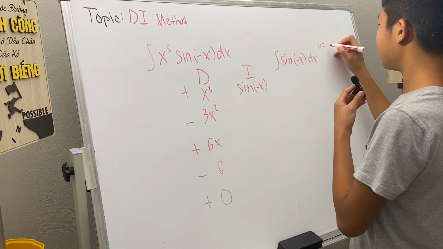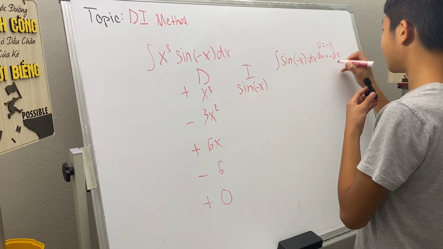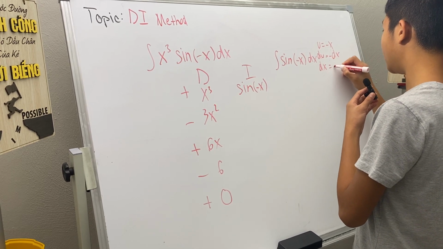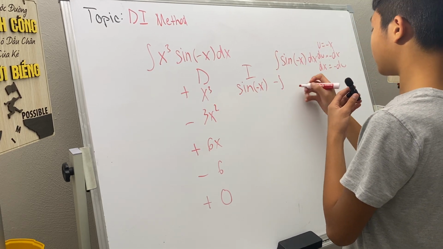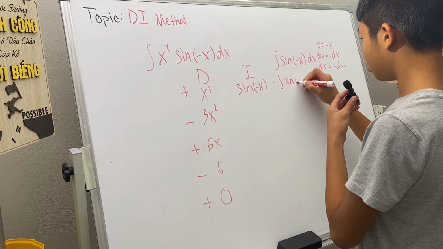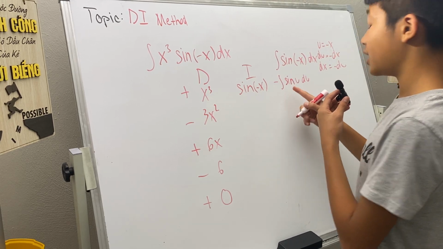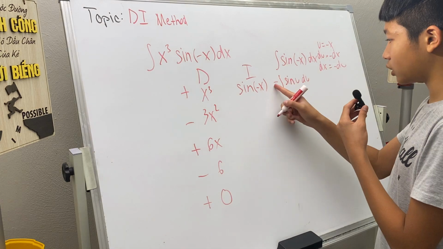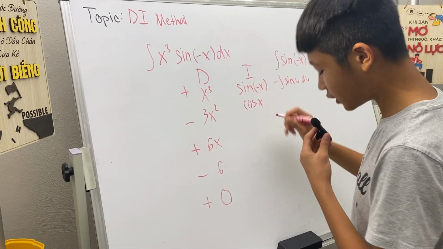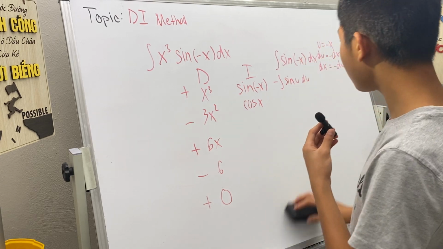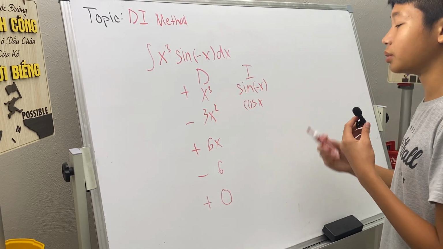You can use a u-sub, it's pretty easy. So du equals negative dx, so dx equals negative du. So you get a negative number right here of sine u du. This is negative cosine, but the subtraction makes it positive. So cosine x. Okay? And integrating this is pretty easy.